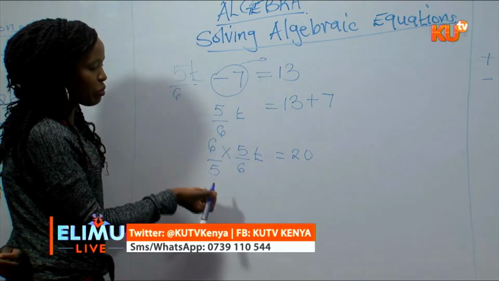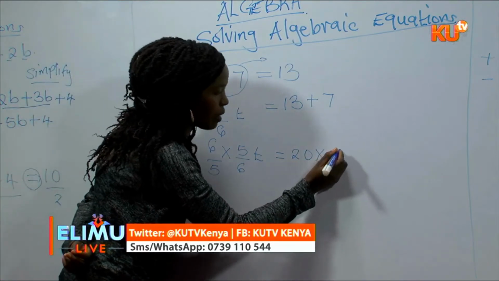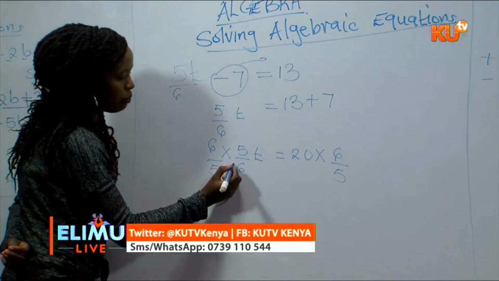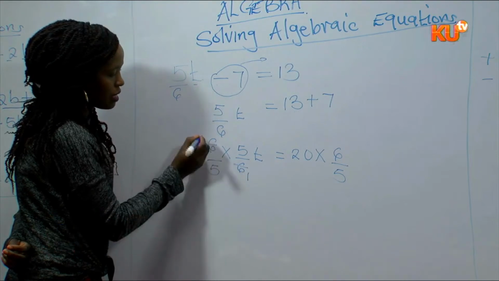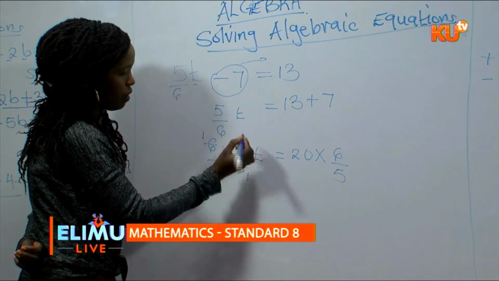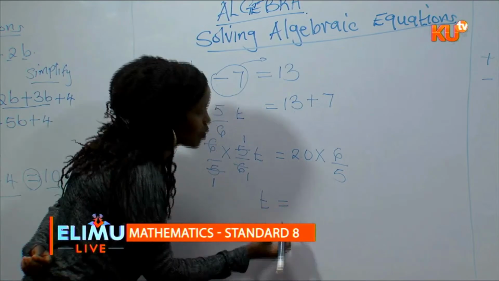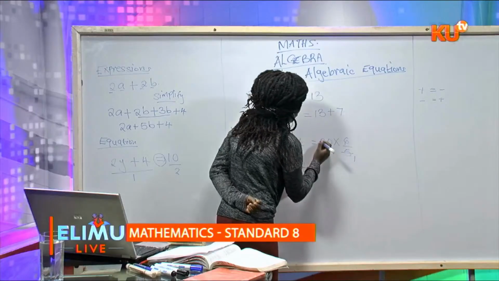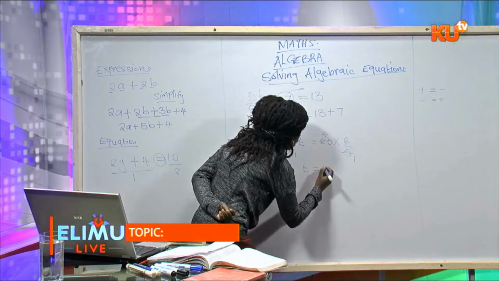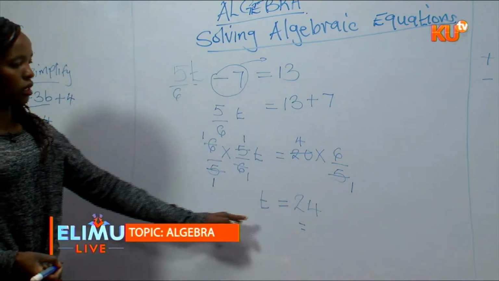If you multiply by the reciprocal, whatever you do on this side, you do it on the other side. So this side you multiply by 6 over 5. And then from there you simplify: 6 by 6 is 1, 5 divided by 5 is 1. So on this side I remain with t is equal to 20 divided by 5, which is 4. 4 times 6, I get 24. So meaning the value of our t is 24.